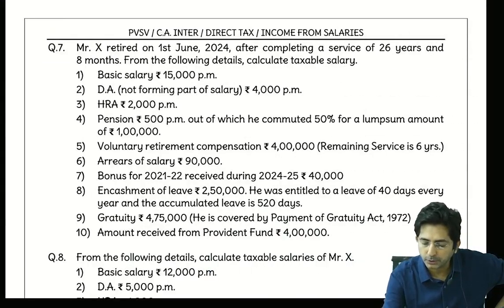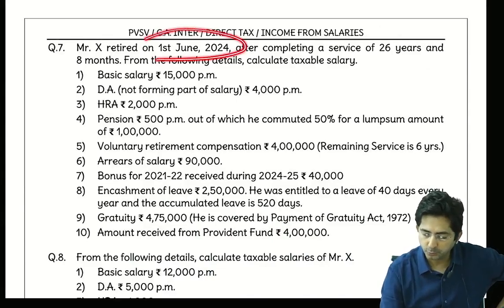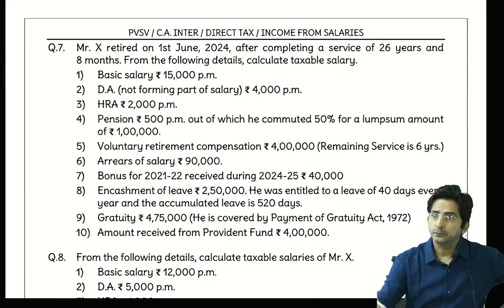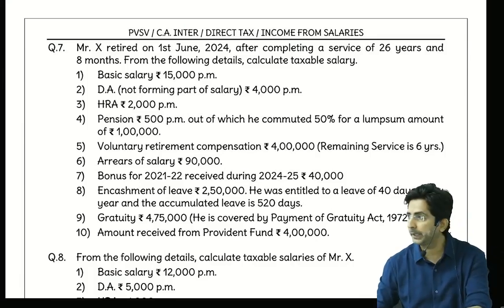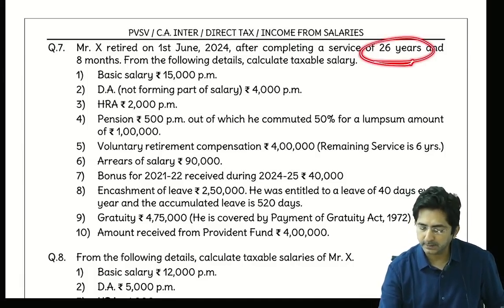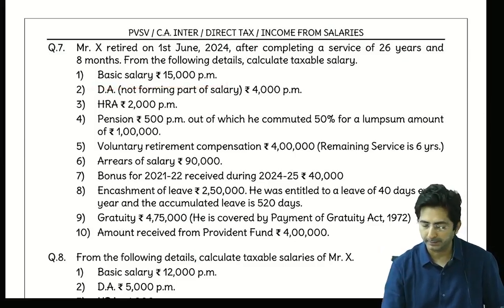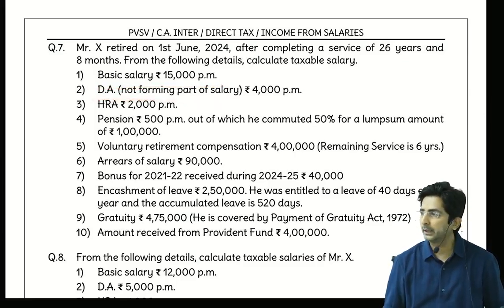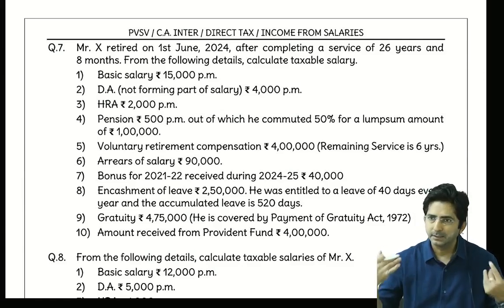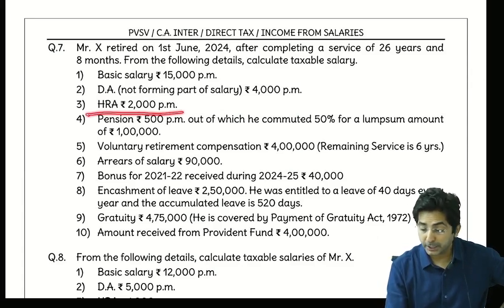Then next was question number 7. This was a very good question. See, here also he has retired on 1st June. So he worked only for 2 months, April and May. On 1st June he retired, and his service is 26 years, 8 months. Basic salary is 15,000 per month, so multiply by how many months? Only 2 months you will take. Taxable 30,000. Then DA not forming part of salary means not in terms, but right now, whether in terms or not in terms, it is taxable. 4,000 into 2, 8,000.